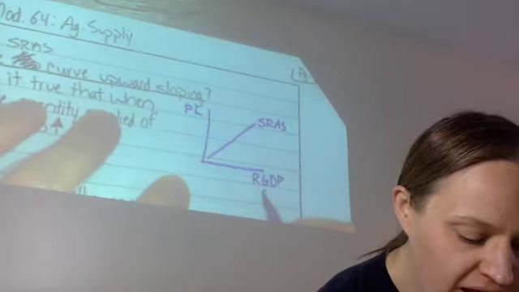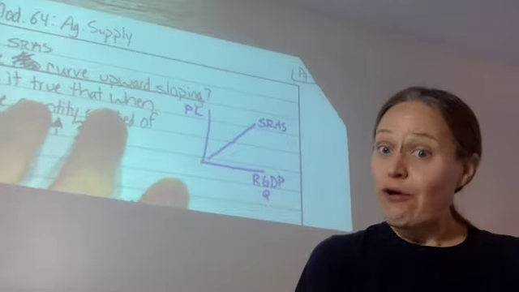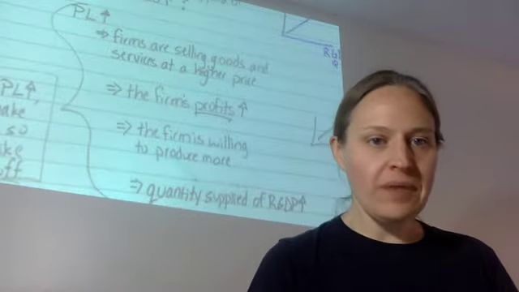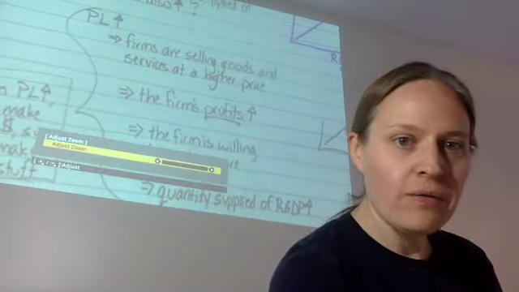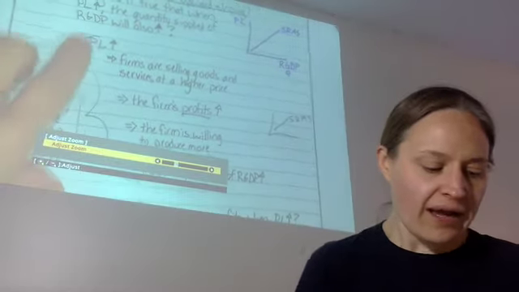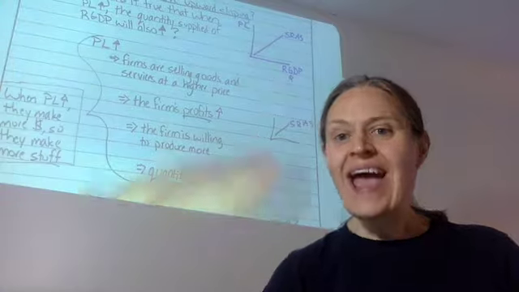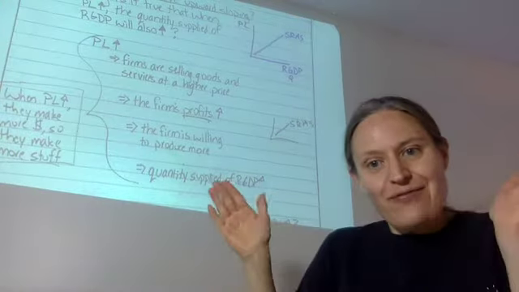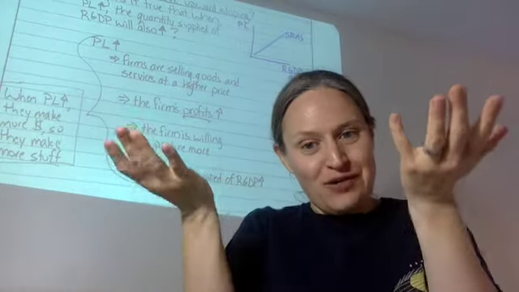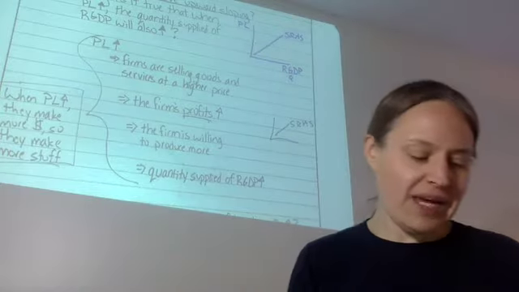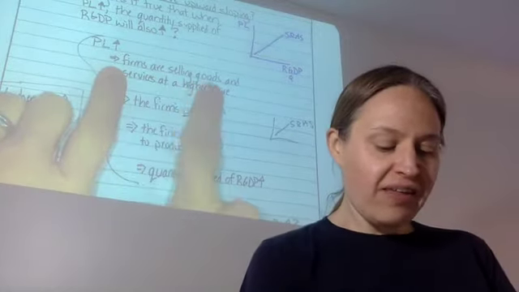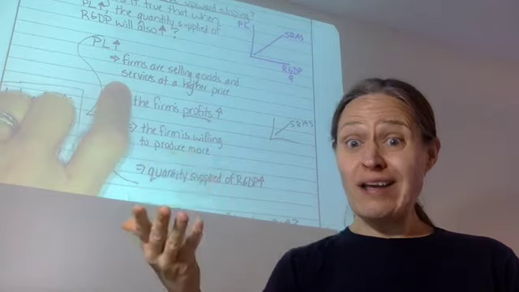You could also label that Q for quantity or output. Okay, so here we go. So here's our y. If the price level goes up, and remember that means inflation, right? If inflation happens, if the price of everything in general becomes more expensive, what does that mean? Well, it means that firms are selling goods and services at a higher price, right?